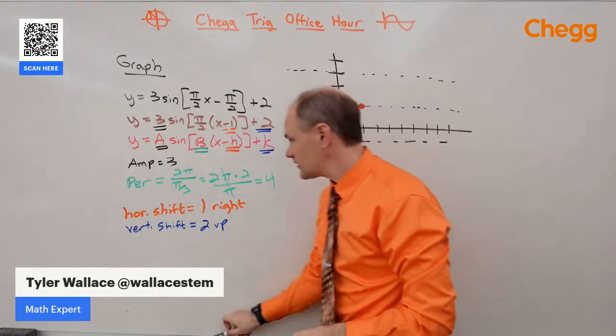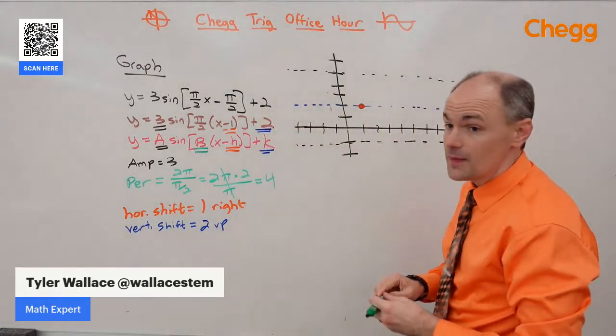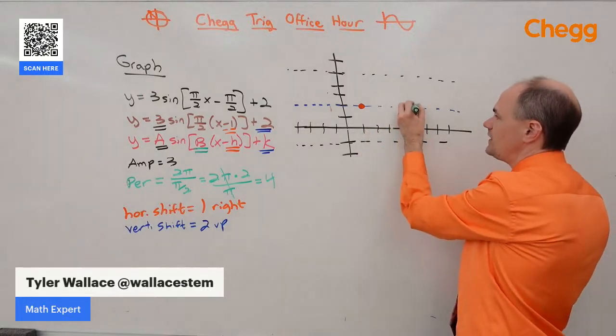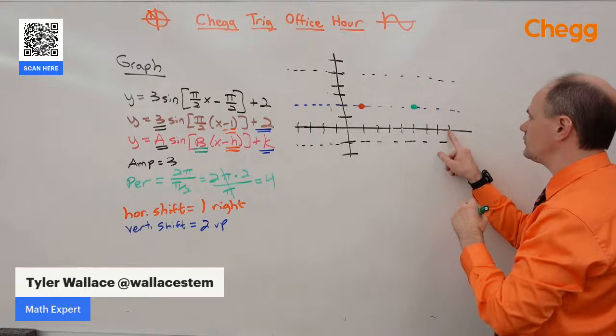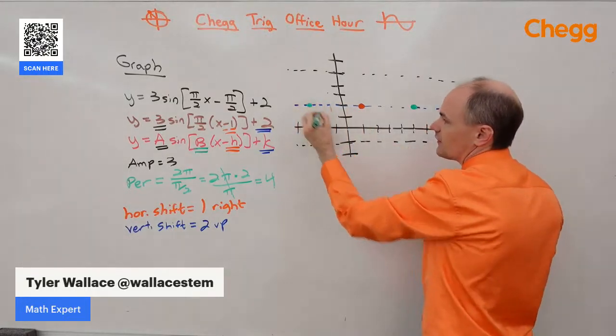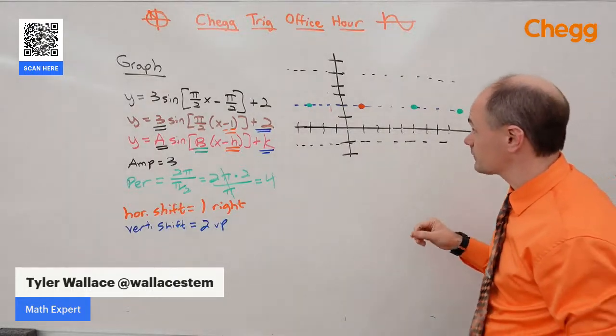The only thing left to really look at is the period. The period being 4. So if I go over 1, 2, 3, 4, I'm repeating the graph there. Go over 1, 2, 3, 4, repeat the graph there. Backwards 1, 2, 3, 4. The graph is going to repeat there.